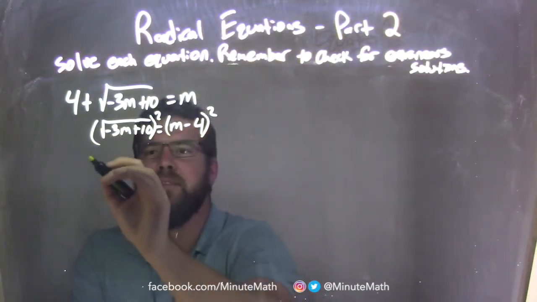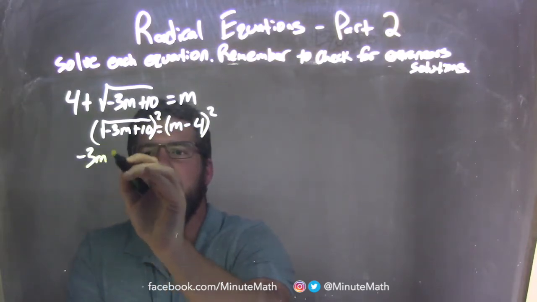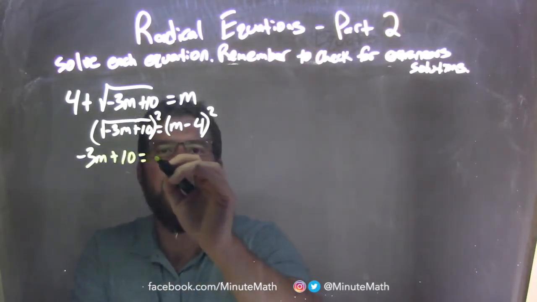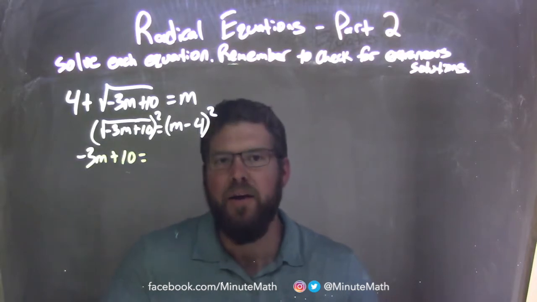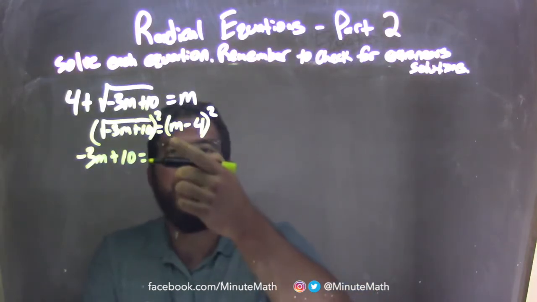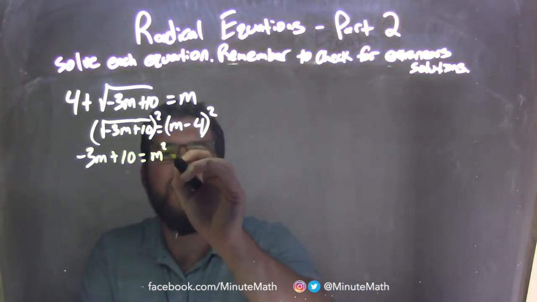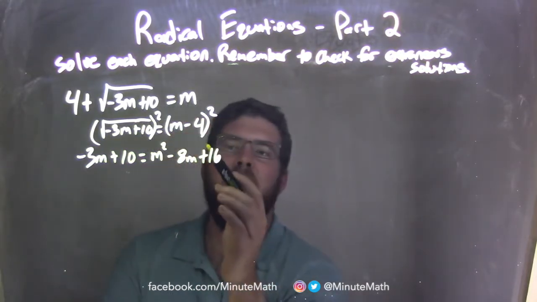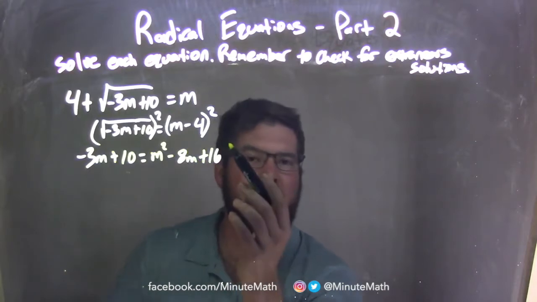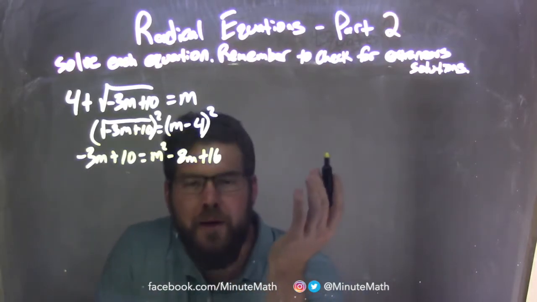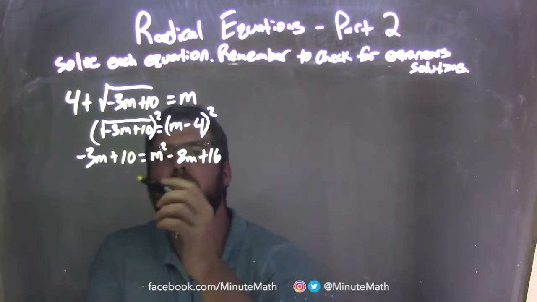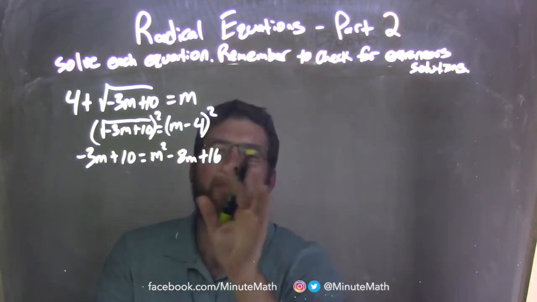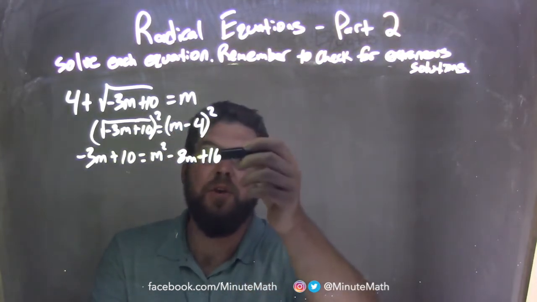Squaring both sides eliminates that radical, leaving me with 3m plus 10 on the left equals (m minus 4) squared. Now I'm going to multiply that out, right? That comes out to be m squared minus 8m plus 16. Because remember, (m minus 4) squared is (m minus 4) times (m minus 4), and then I would distribute that, right? It'd be FOIL. Sometimes you can do that in your head. If not, pause it, take your time right now, see if you can get there.